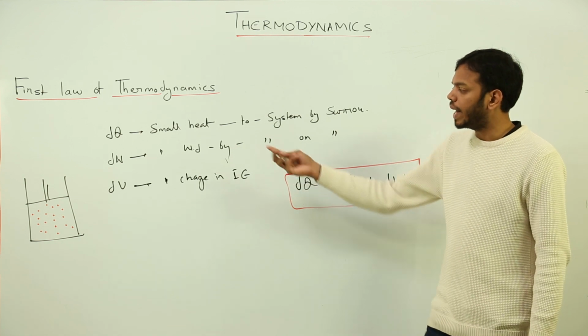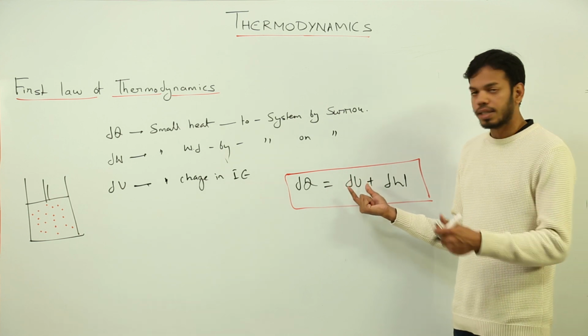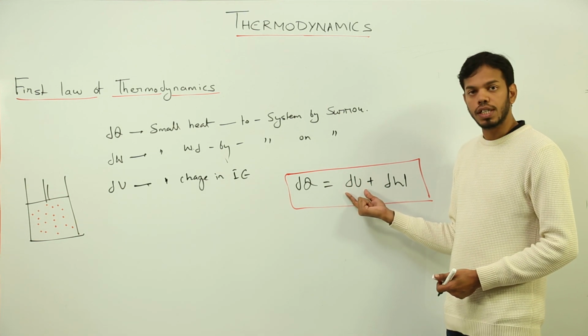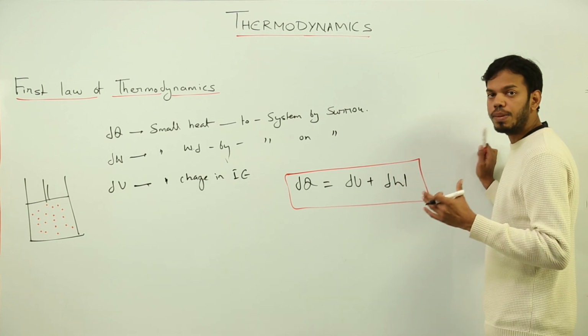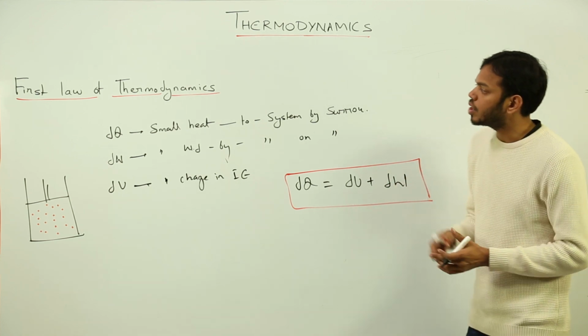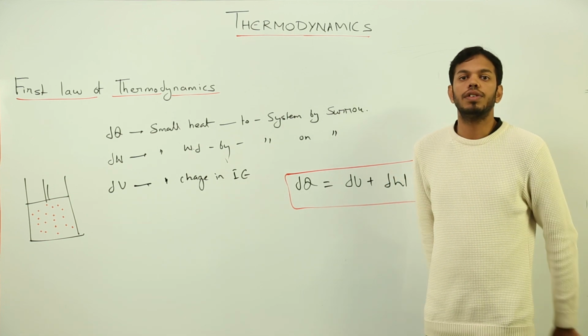So the small heat provided to the system, as part of it, changes the internal energy of the system, and the rest is used in performing work by the system on the surroundings. This is the first law of thermodynamics, and that is why we relate it to the basic law of conservation of energy.